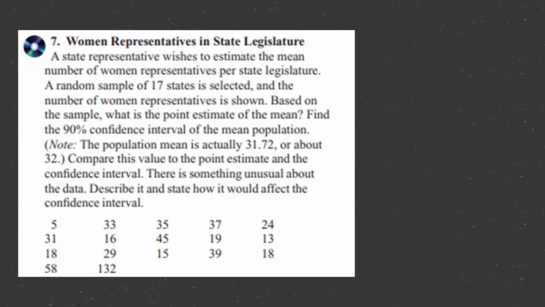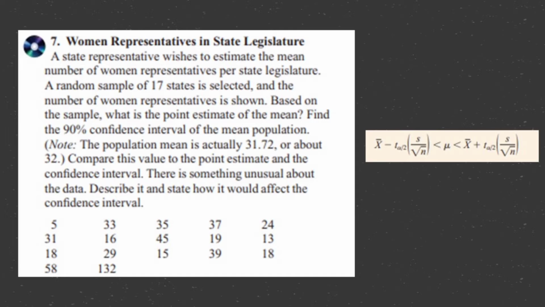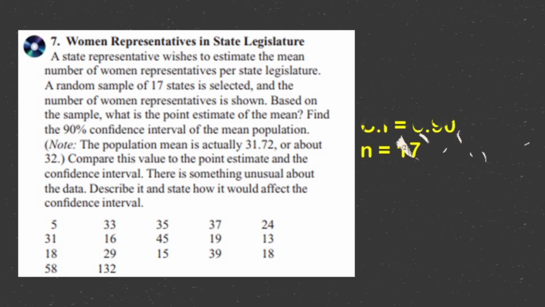The given are 5, 33, 35, 37, 24, 31, 16, 45, 19, 13, 18, 29, 15, 39, 18, 58, and 132. So to solve this problem, we will use the formula mean minus t sub a over 2 times s, or the standard deviation, divided by square root of n, less than population mean, less than mean plus t sub a over 2 times standard deviation divided by square root of n.